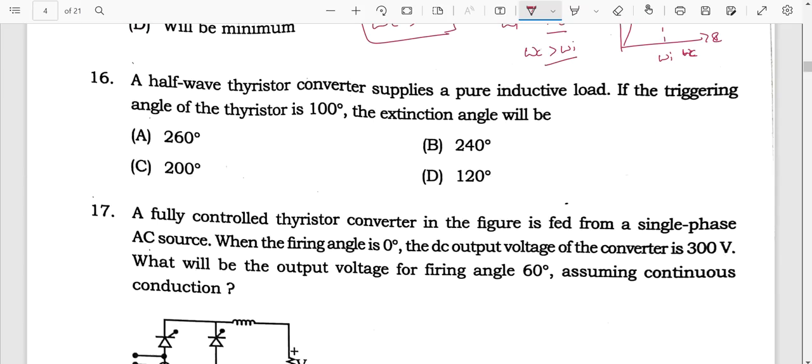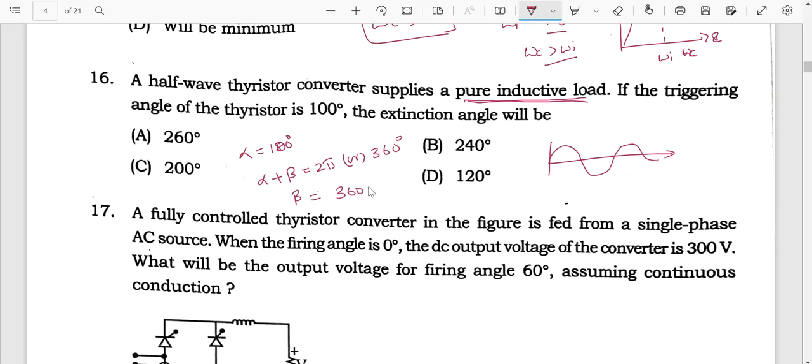A half wave thyristor converter supplies a pure inductive load. Pure inductive load means the waveform is continuous like this. If the triggering angle of the thyristor alpha is 100 degrees, what is the extinction angle? The extinction angle is such that alpha plus beta should be equal to 2 pi, or 360 degrees. Why? Because it is a pure inductive load and it is continuous conduction mode. So extinction angle beta equals 360 minus 100, simply 260 degrees. So answer will be A here.